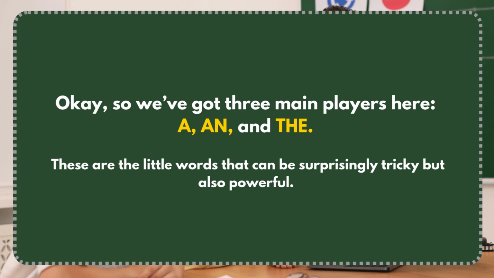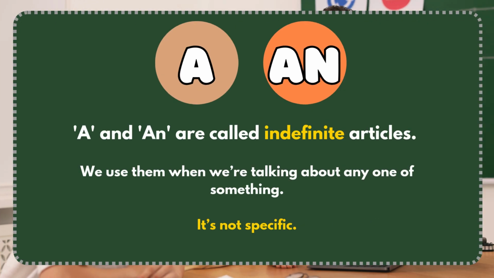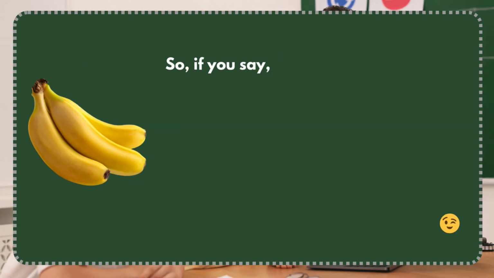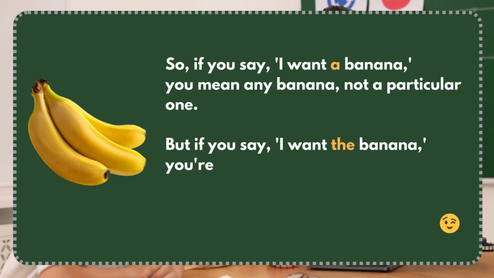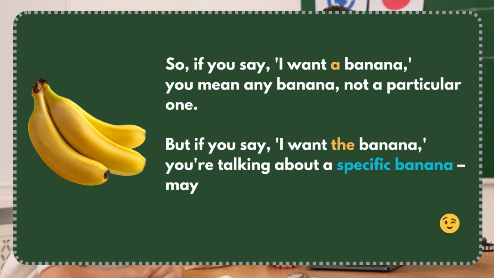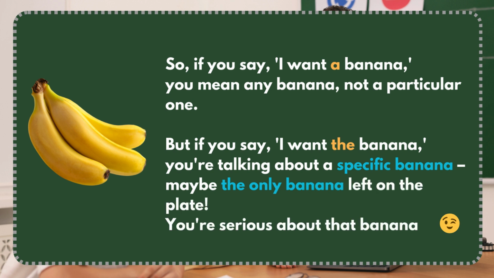Okay, so we've got 3 main players here: a, an, and the. These are little words that can be surprisingly tricky but also powerful. A and an are called indefinite articles. We use them when we are talking about any one of something. It's not specific. So if you say, I want a banana, you mean any banana, not a particular one. But if you say, I want the banana, you are talking about a specific banana, maybe the only banana left on the plate, and you are serious about that banana.